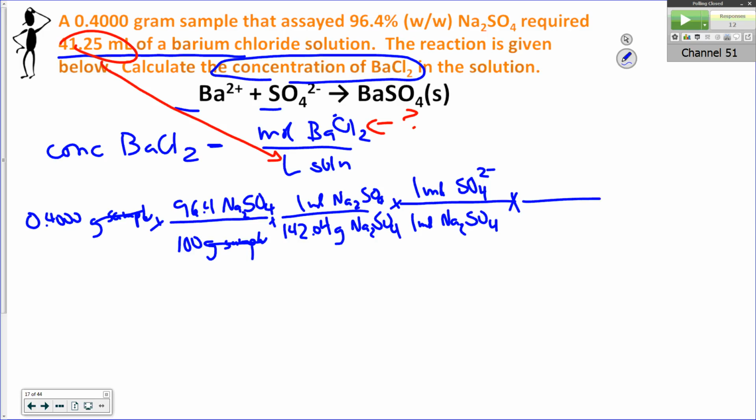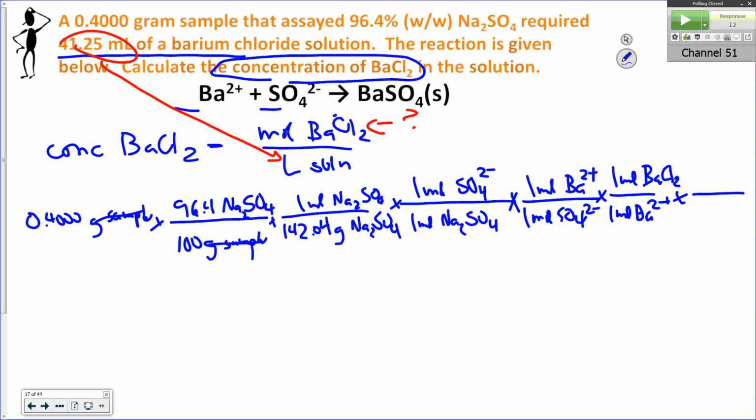Now I can go from moles of sulfate, and it's a 1-to-1 stoichiometry, to the moles of barium. So now I've got moles of barium. Again, barium to barium chloride is a 1-to-1. 1 mole of barium 2 plus for 1 mole of barium chloride. And I would say that's optional for you if you want to add that step.